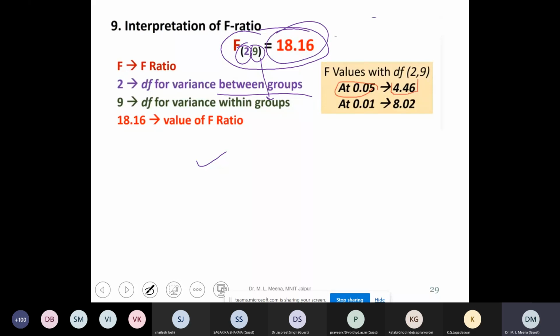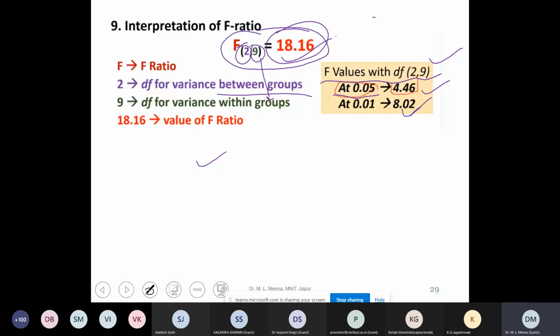F value, this is the calculated value, and these are the tabulated values. So tabulated value 8.05 means 5% level. That result is 4.46, and 8.01, that means 1% level. The F value is 8.2. So now our important step in this procedure, that is the interpretation.